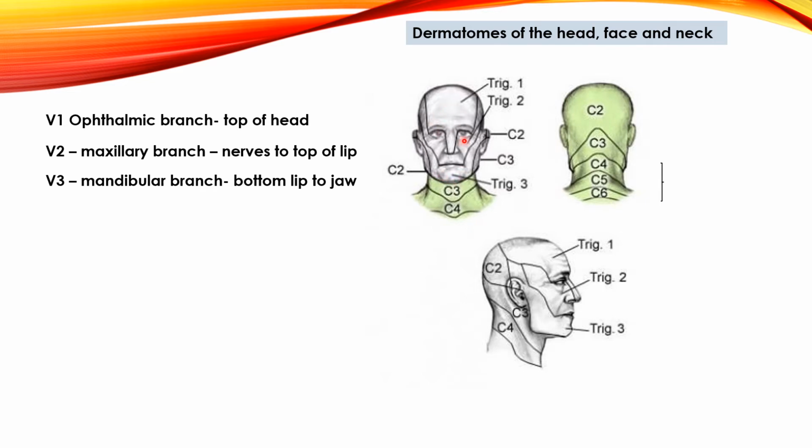Then we have C2 and C3. C2 supplies the occipital protuberance, C3 the supraclavicular fossa, as you can see, and C4 is around the acromioclavicular joint. Here there are also some nerves, C4, C5, C6, supplying the posterior aspect, or back, of the neck. So this is how the head, face and neck are supplied by the dermatomes. So we know why a dermatome is a sensory distribution.